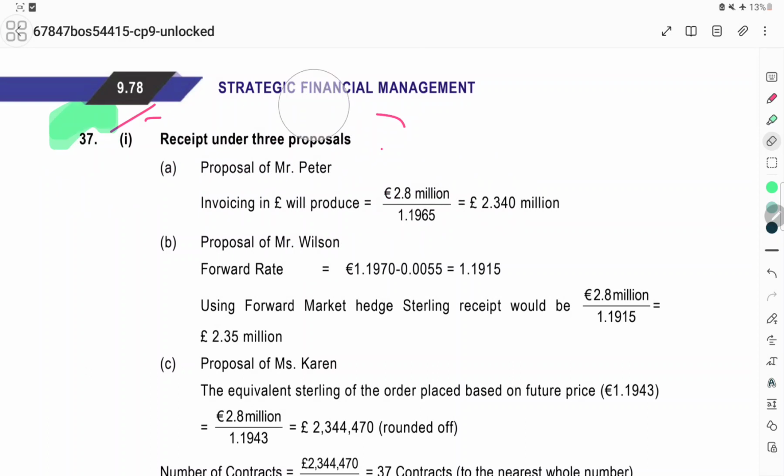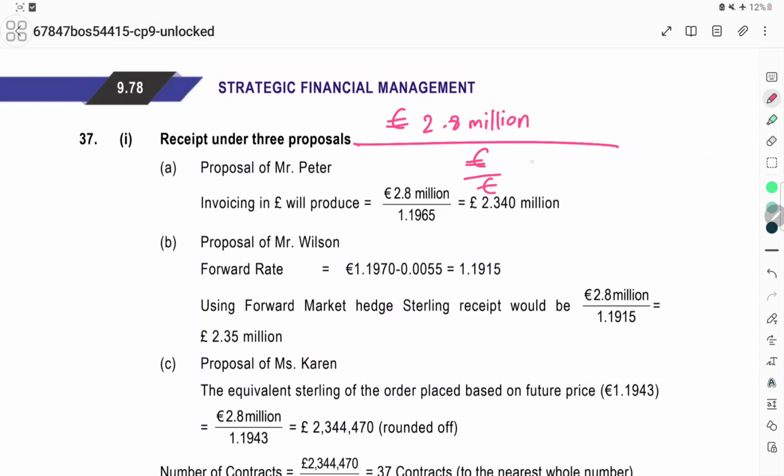I will erase this. Euro 2.8 million into, if I do euro by pound, will the common currency be cancelled out? No, it's not possible if I multiply. So what I do is I divide euro by pound. It's a pound quote, 1.1965, the average rate that we just did, average of spot.